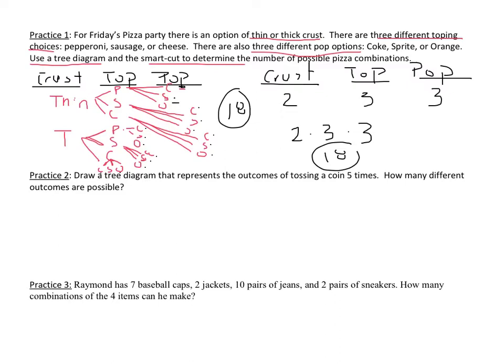Let's look at practice number 2. It says draw a tree diagram that represents the number of outcomes of tossing a coin 5 times. Alright, so let's say, what is the thing that can happen when you toss a coin? And actually, to make this a little easier, let's make this 3 times we flip the coin. Okay, I'm going to draw a tree diagram first.